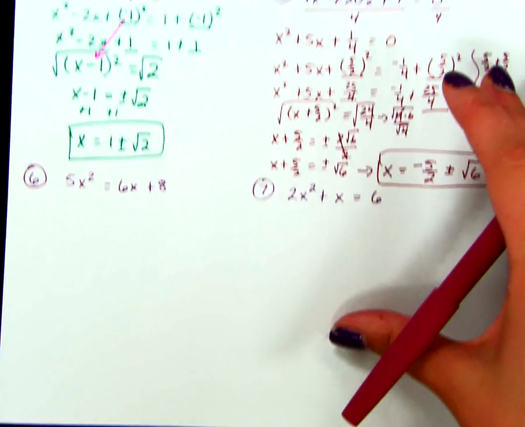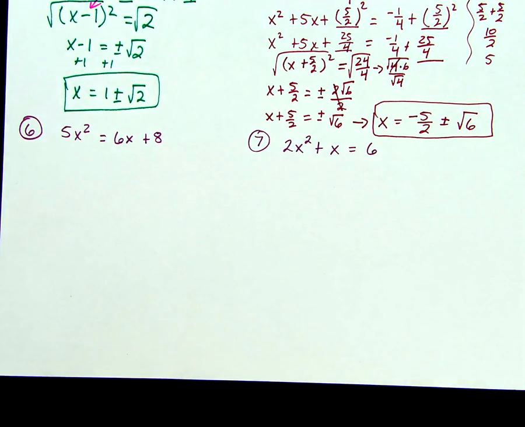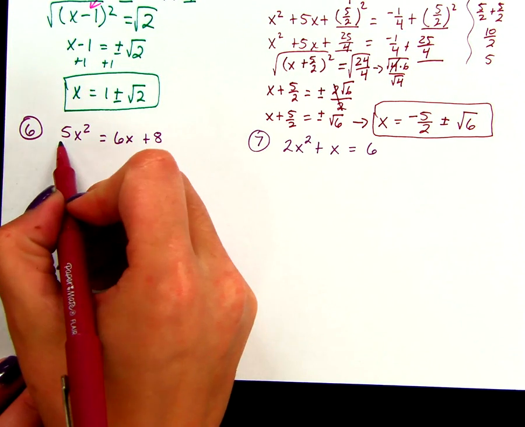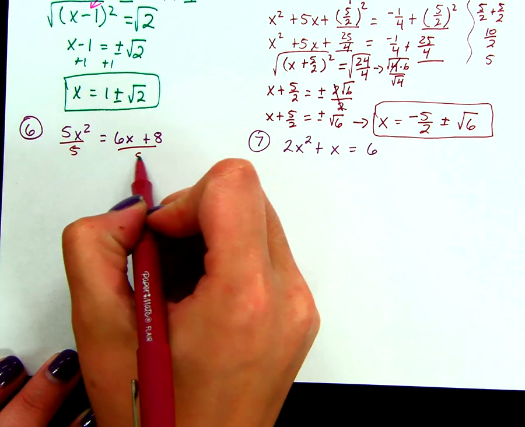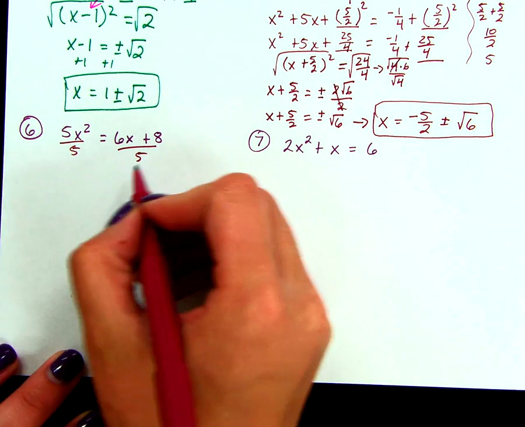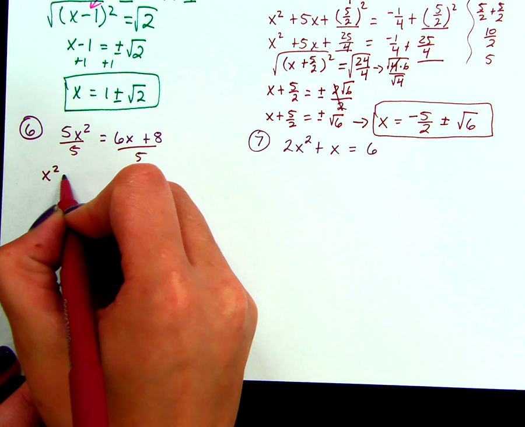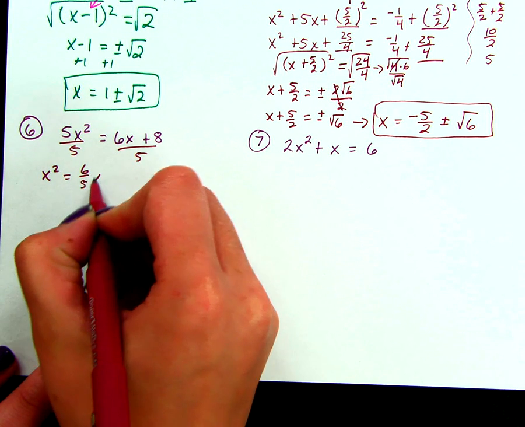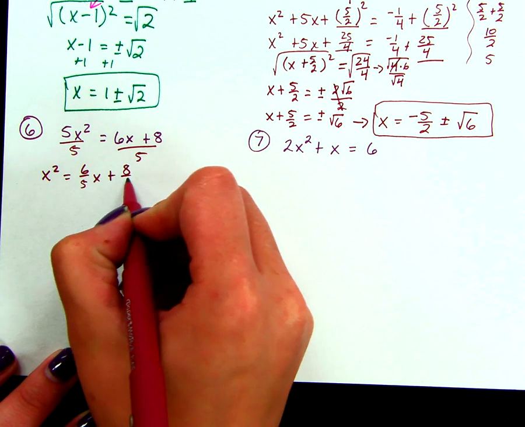All right, so let's do another one. Again, I have a number in front of my squared term. So before I do anything else, I'm going to divide everything by that number on both sides of the equal sign. So now we have x squared equals 6/5 x plus 8/5.